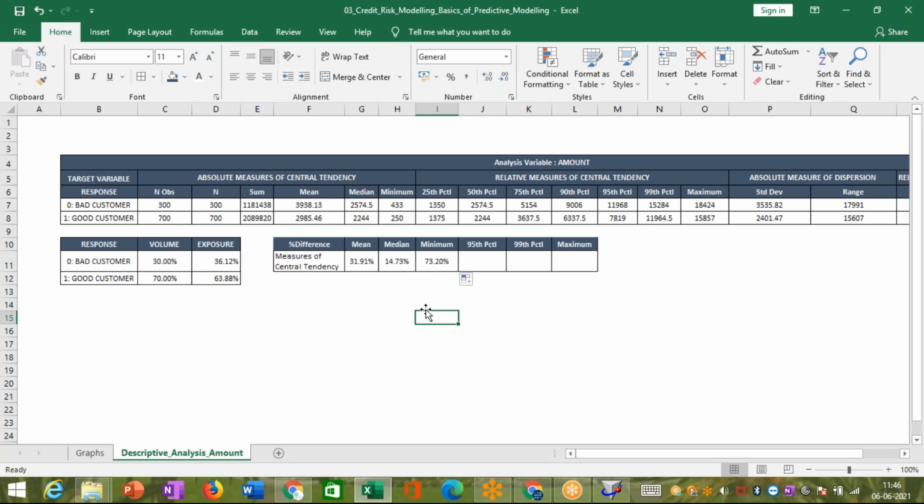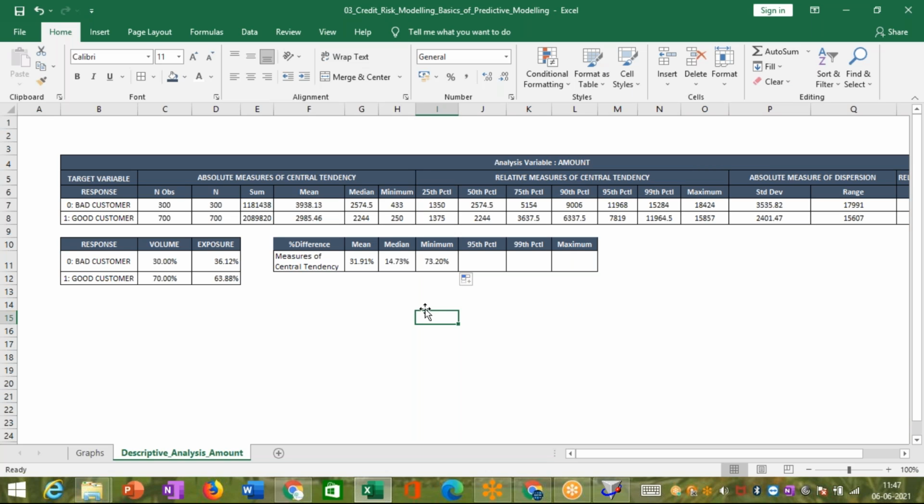So there is a 73.2% difference. So the minimum balance taken by a bad customer is 73.2% more than the minimum balance that a good customer takes. So again, that difference between the good and the bad is coming out very clearly.